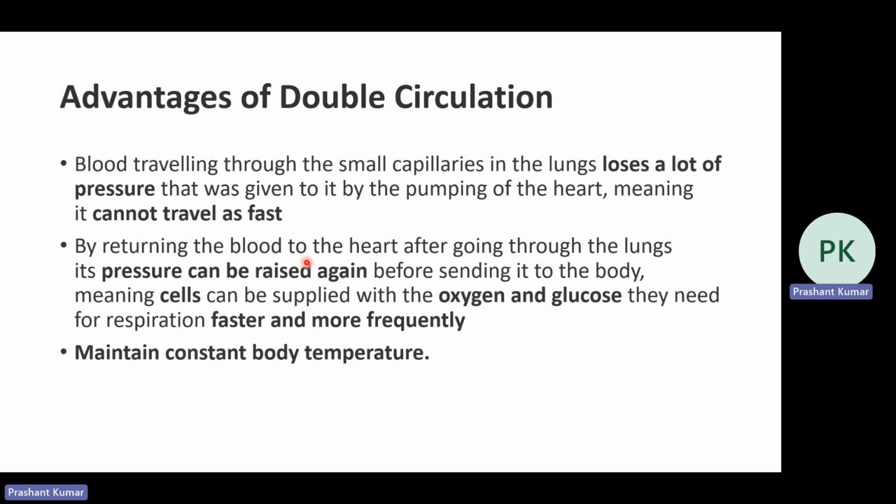So this is the reason why the human mammalian heart has double circulation before sending blood to the body cells, because it will supply oxygen and nutrients so that your cells can respire and also maintain a constant body temperature. So when blood is moving, it is also maintaining the temperature of the body.